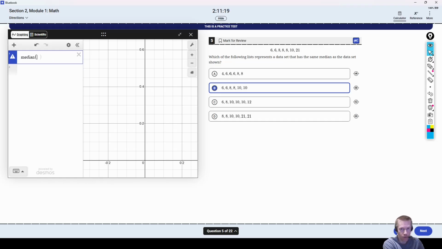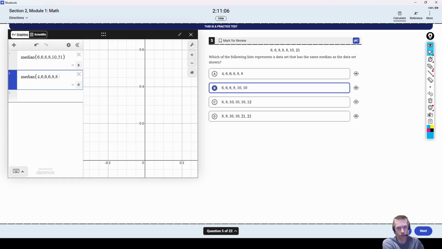Not necessarily any quicker on this problem, but it's still something good to know just in general. So there's the original. The median of that is 8. And then you could run through the answer choices. I won't bother going through all of them, but you can see for the A, it is not correct.